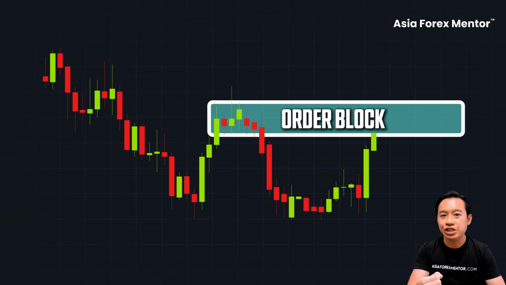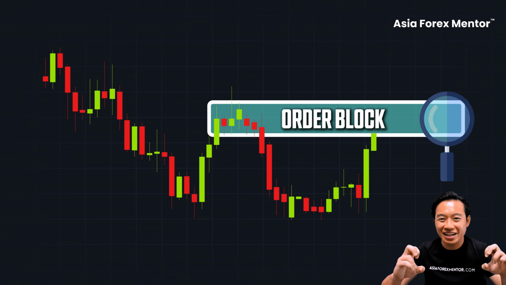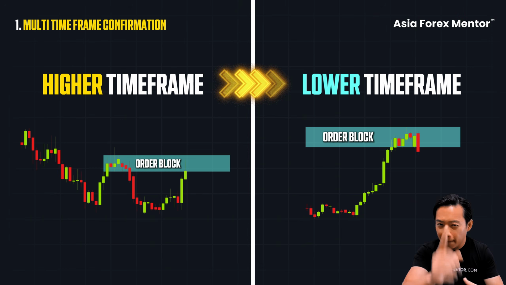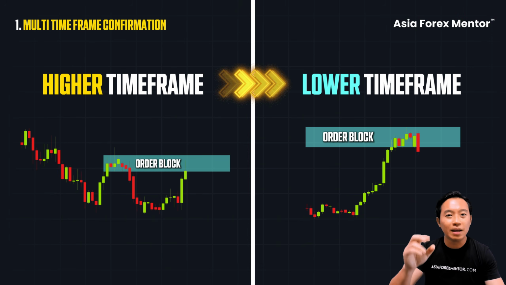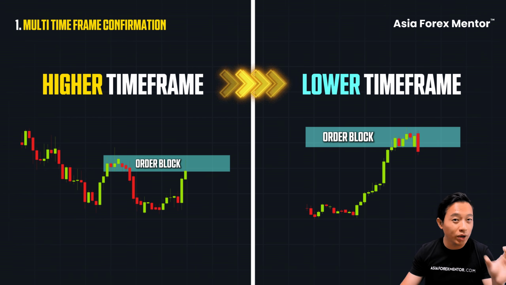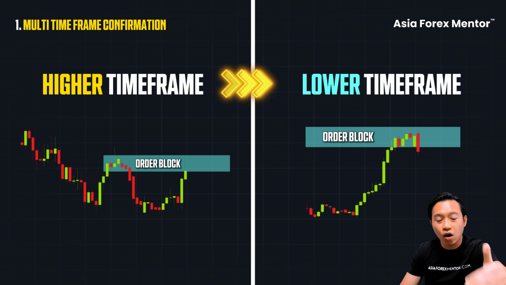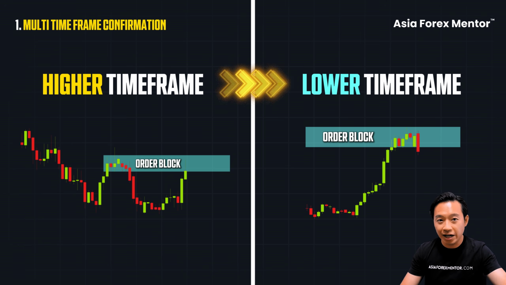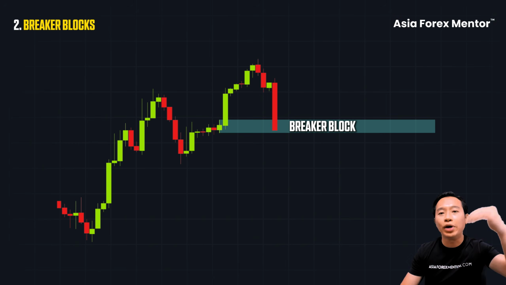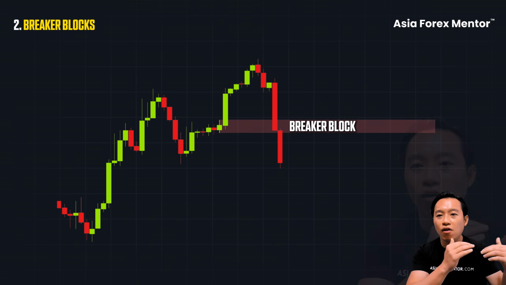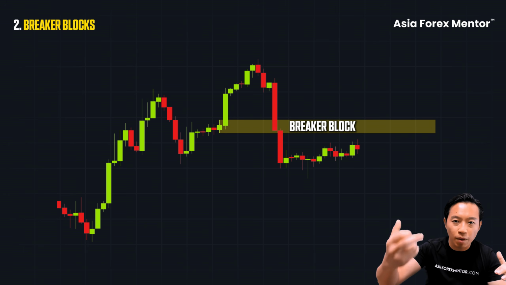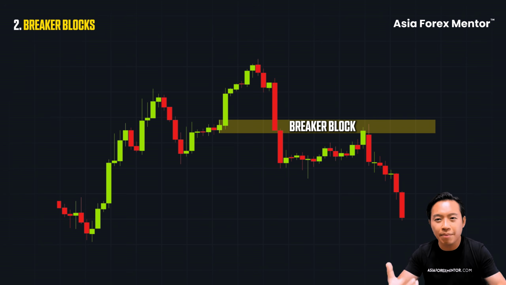Order blocks are not just about spotting rectangles on a chart. They become powerful when each part of the process works together in a system. The multi-timeframe confirmation gives you both the big picture and the fine detail. It helps you separate the strong setups from the weak ones, and then you zero in on the zones that truly matter. Not every order block is going to hold, and that's where the breaker blocks step in. Instead of saying this order block is a failure, these breaker blocks flip to show you fresh opportunities. Therefore, you have opportunities all the time.